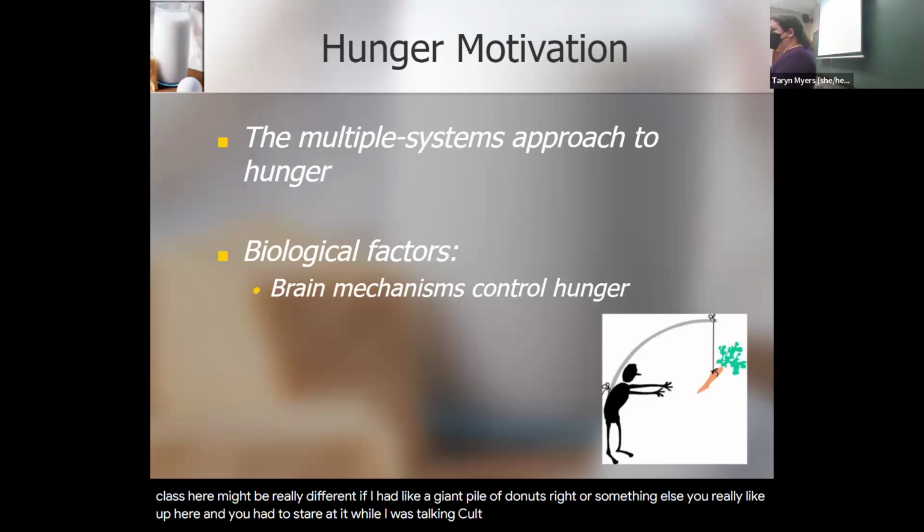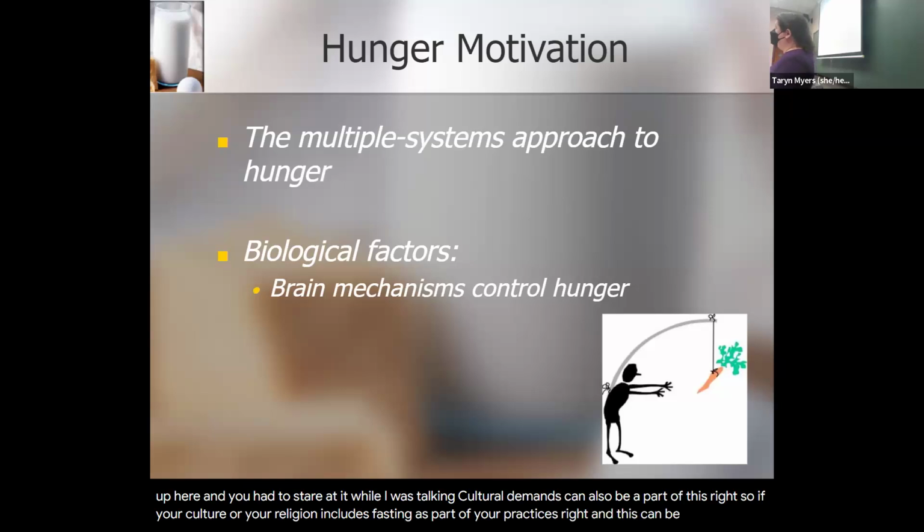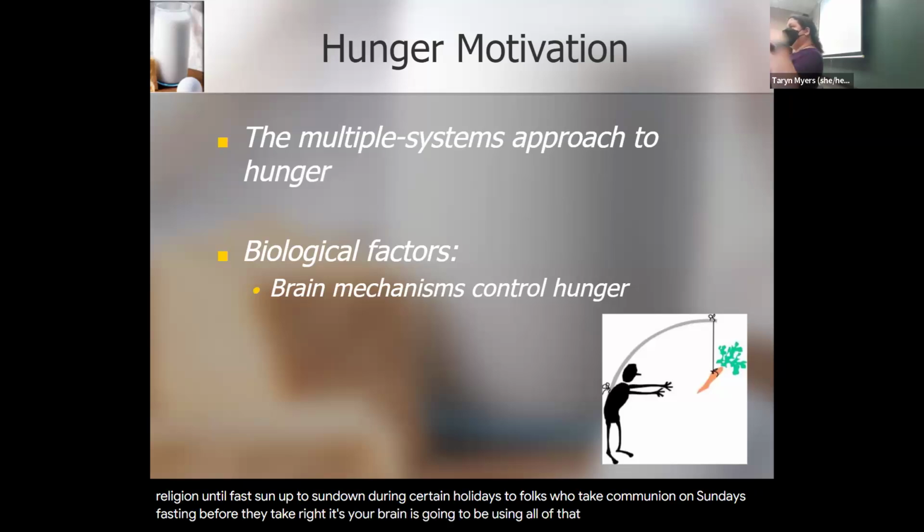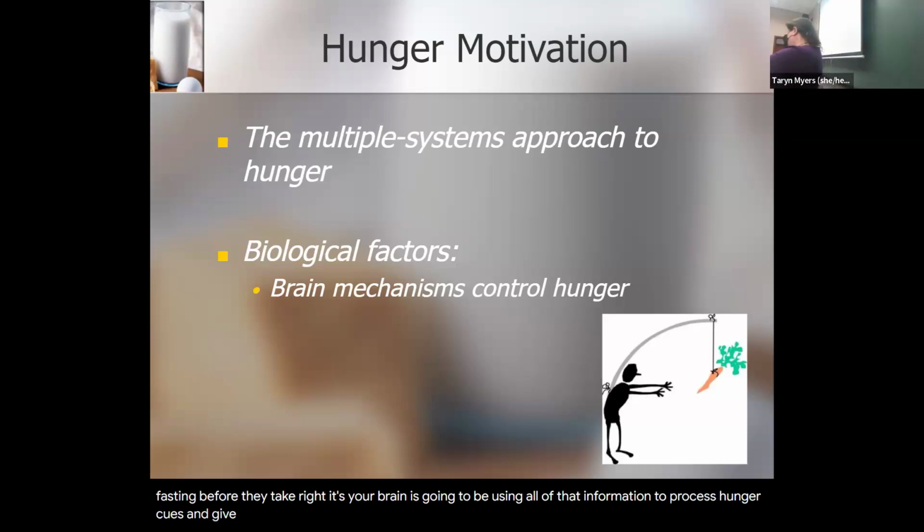And then cultural demands can also be a part of this. So if your culture or your religion includes fasting as part of your practices, this can go from some religions fasting from sun up to sundown during certain holidays, to folks who take communion on Sundays, fasting before they take communion. And so your brain is going to be using all of that information to process hunger cues and give you direction as to what to do about it.